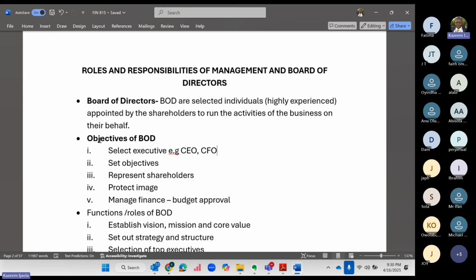The number two objective of directors is they set objectives for the business.